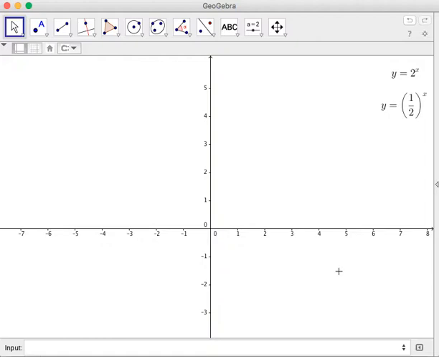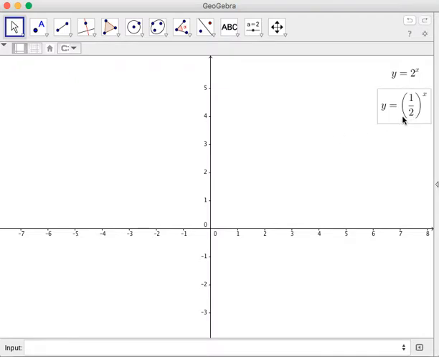In this video, let's look at the relationship of the graphs of exponential functions whose bases are reciprocals of each other. A little review: reciprocal means their product is equal to 1. If two numbers are reciprocals of each other, then their product is equal to 1.